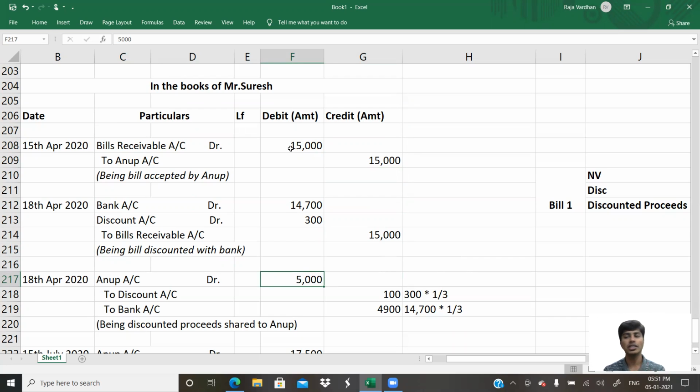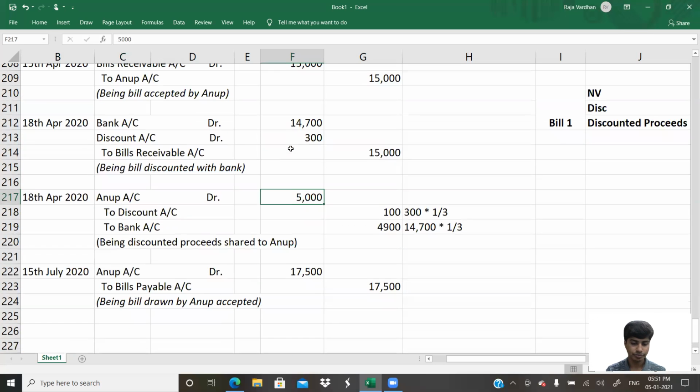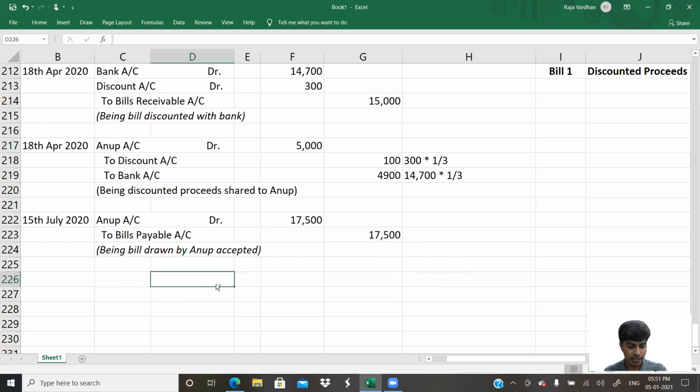Credit balance of 10,000, in the sense I owe Anup 10,000. Suresh owes Anup 10,000. Got it? Against that money a bill is raised. Now Anup should raise a bill for how much? 10,000. But how much did he raise the bill for? 17,500. So he has raised a bill for excess money. So that excess money he should pay us. You get that? Yeah, that is the point.